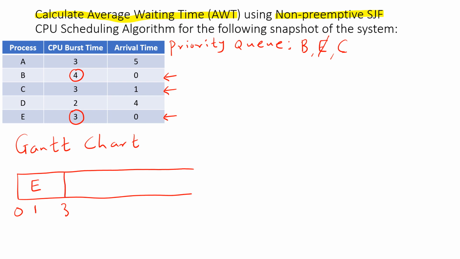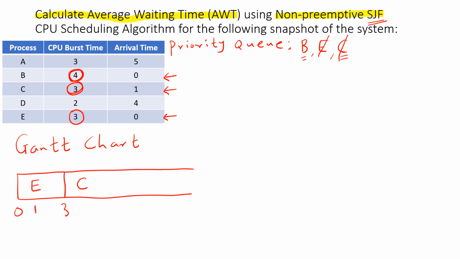Then at time unit 3, E finishes its execution, and now in the queue we have two processes: B and C. Since we have more than one process, we have to see what algorithm we are using. Shortest job first. C's burst time is smaller than B's burst time. So naturally C will get the CPU. C will be removed from the queue and given the CPU.